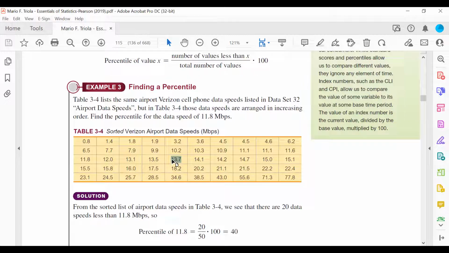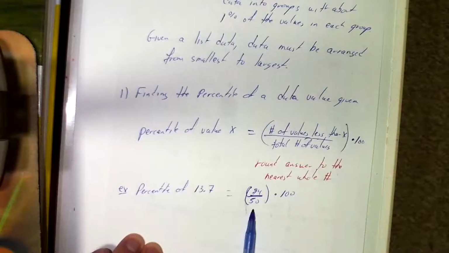Again, where am I getting that 24? 24 is the number of numbers that are smaller than this 13.7. You have to count backwards. How many numbers are smaller than 13.7? That's what this top number is, right here: number of values less than X. You want to count the number of numbers that are smaller than. So I get 24, and I'm going to divide that by 50 and multiply by 100.